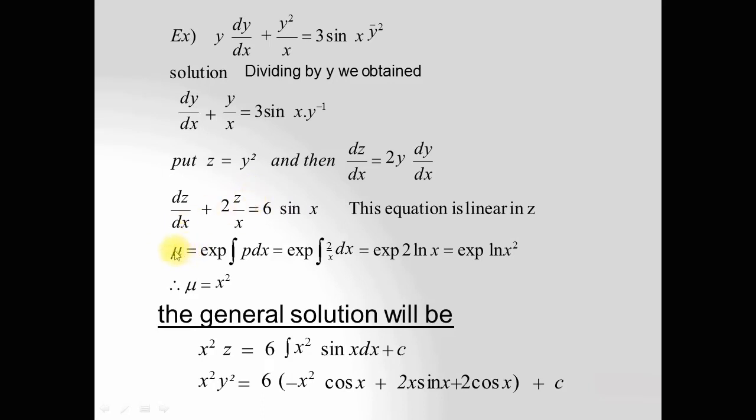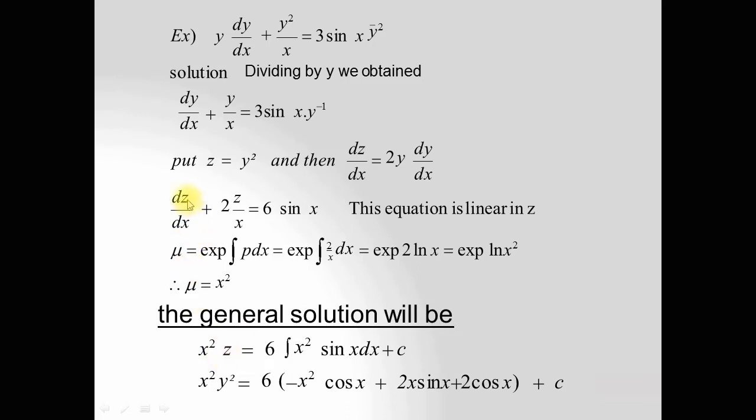The integral factor formula: u is equal to exponential power integration of p with respect to x. Here the p function is 2 by x. So the integration of 2 by x is 2 log x, and we can write e power log x square. So after simplification we get the integral factor as x square. Now using the formula for the solution of this linear differential equation, the integral factor multiplied by the dependent variable.